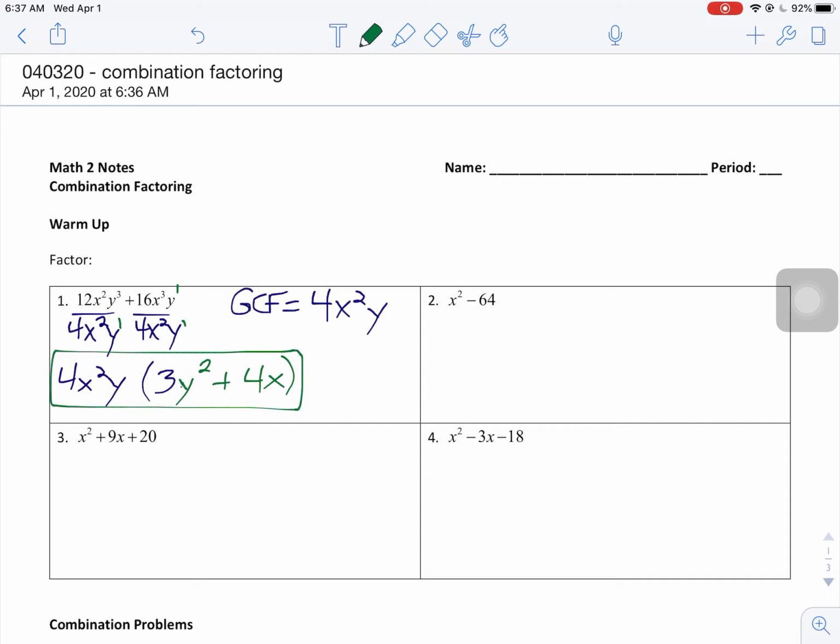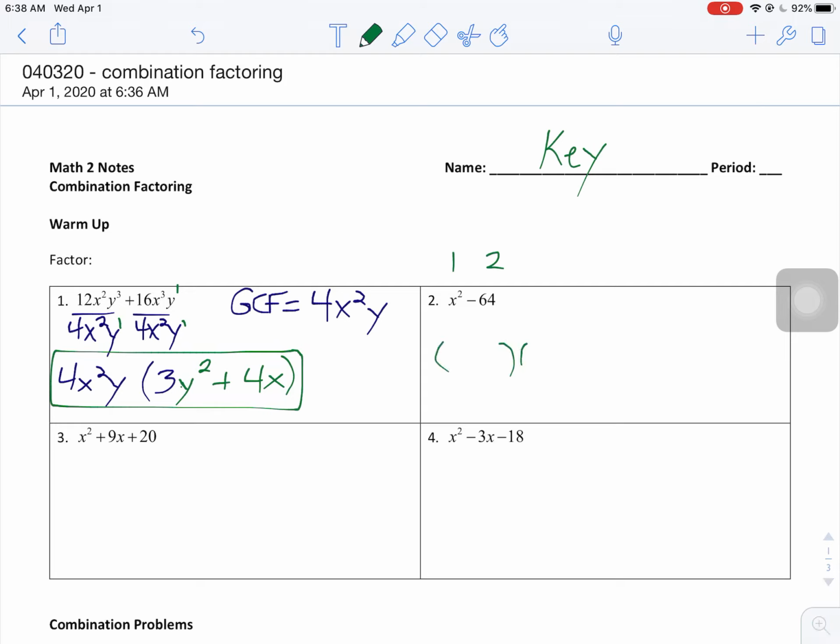On number 2, always check to see if there's a GCF first. So there's no GCF other than 1. So I'm looking to see how many terms it is. So it's 2 terms, so it's a binomial as opposed to a trinomial. It's subtraction, and both terms are perfect squares. So this is the difference of 2 perfect squares factoring that we did yesterday.